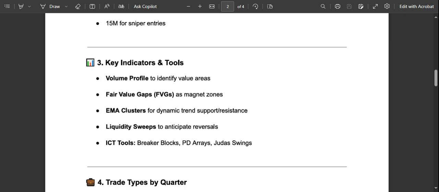So the first one under the key indicators, tools and options is the volume profile. In every market, there is a volume. The volume determines how the retail traders and institutional traders are buying or selling. And also, we need to identify fair value gaps, and also the exponential MA, to determine our dynamic trend and support resistance.